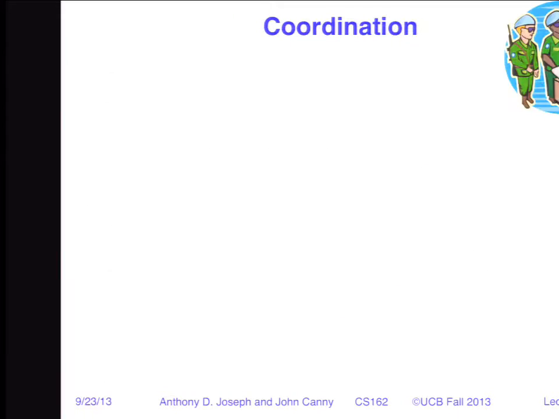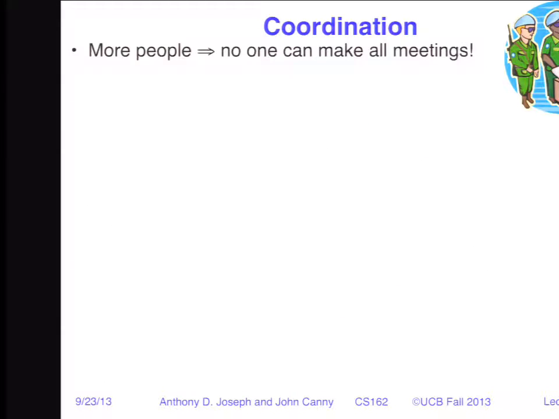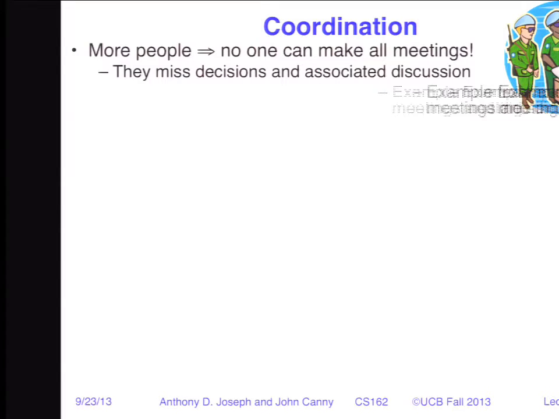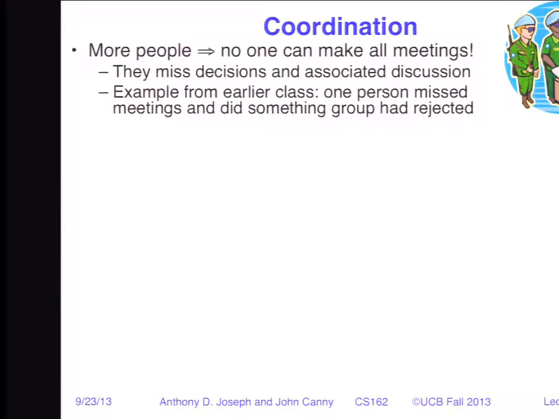All right, coordination. So more people means not all people can make the meetings. And if you don't make the meetings, you're going to miss decisions. More importantly, you're going to miss the discussion associated with that decision. And that's very important. Right? I've had project groups many times where this has happened, where someone misses the meeting where they made some critical decision to go a different way. And because they missed the meeting, they went and implemented it their way, the other way that the group had originally decided on. And then they get really upset that now they're asked to do it the other way, because they already spent a lot of time doing it that way. So communication is really critical.